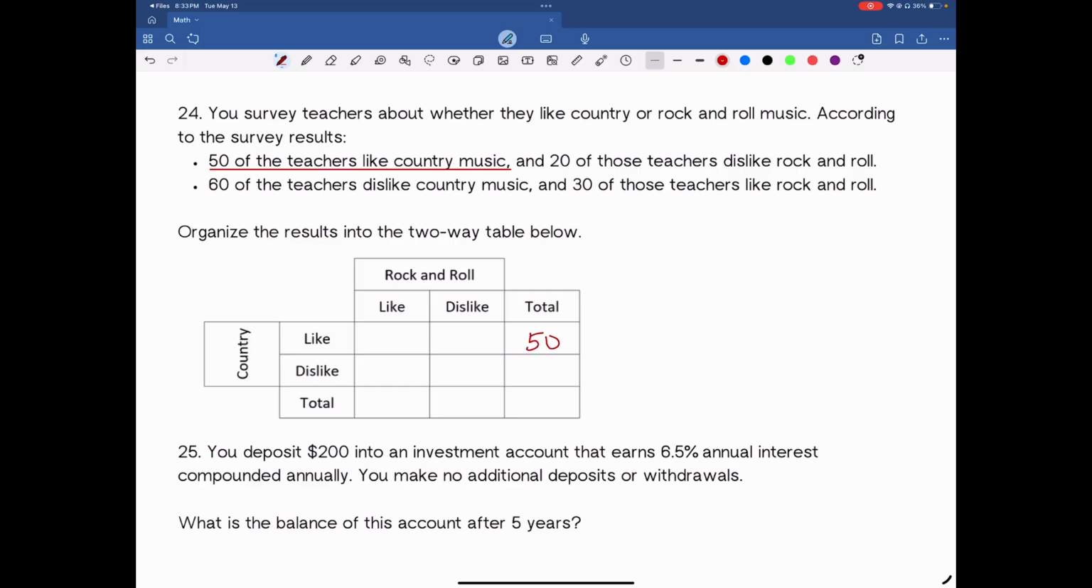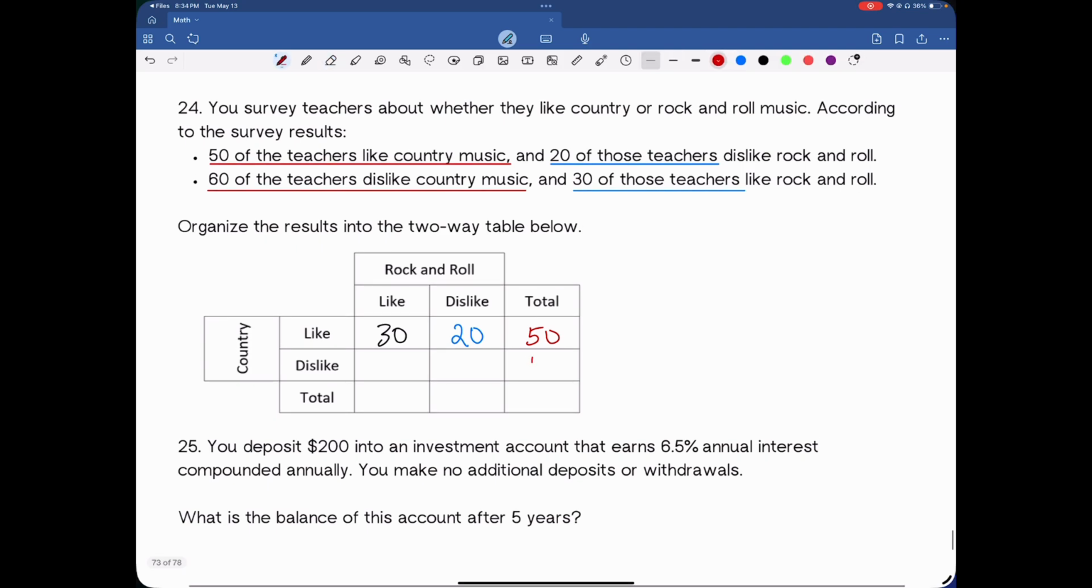That's the total number of teachers that like country music. 20 of those teachers dislike rock and roll. So we're going to put 20 here for dislike rock and roll. So that would give us 30 that do like rock and roll. All right. 60 of the teachers dislike country music. So that would go here. 30 of those teachers like rock and roll. So that's going to be 30 there.